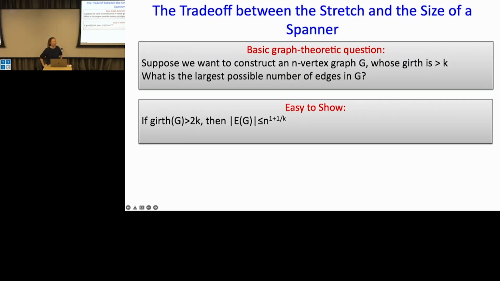So first of all, this is a really nice exercise if you want to try. It's easy to show that if the girth of a graph is more than 2k, then it cannot have more than n to the 1 plus 1 over k edges.